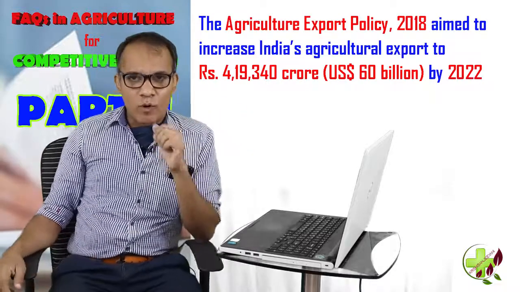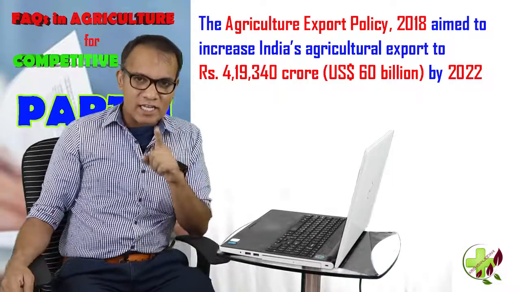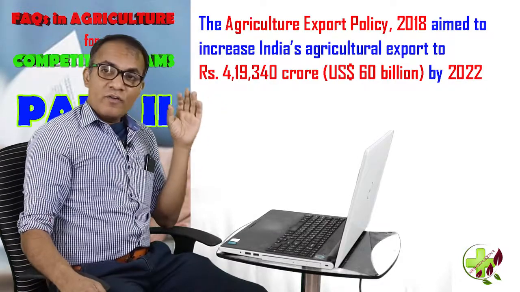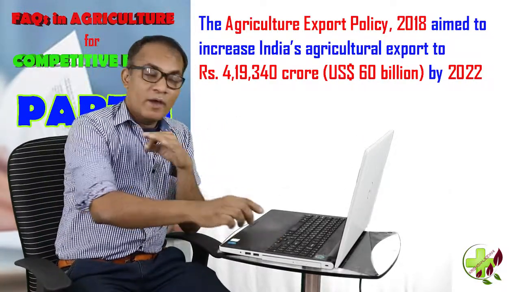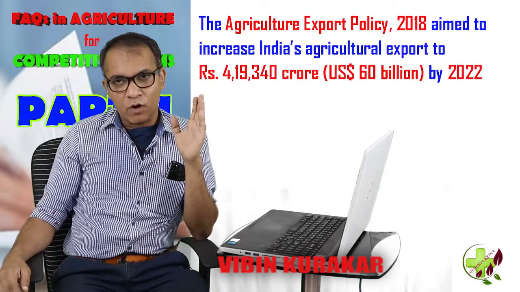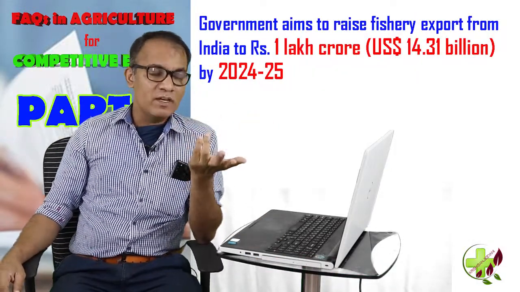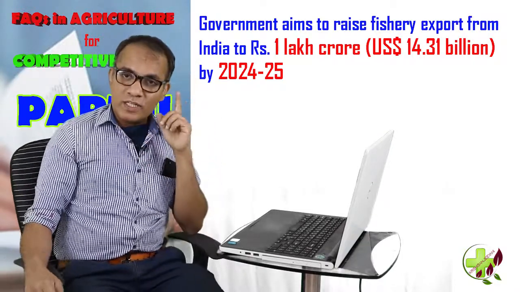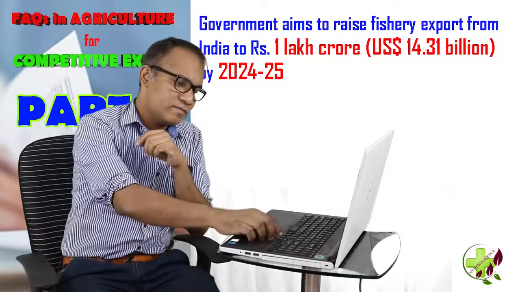The Agriculture Export Policy, which was launched in 2018, aimed to increase India's agriculture export to 60 billion US dollars. That is a whopping 4,19,340 crores by 2022, which if reached will drive India into the top position in agriculture exports. The government aims to raise fishery export from India to rupees 1 lakh crore, that is 14.31 billion US dollars, by 2024-25.